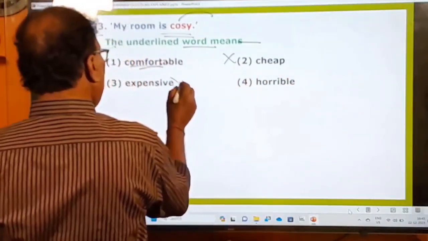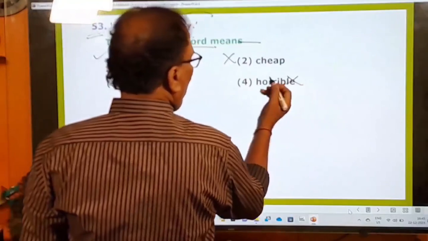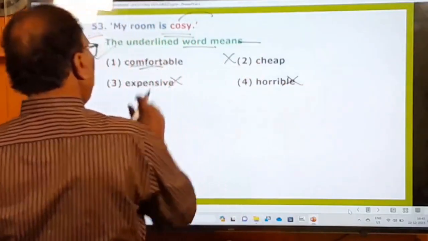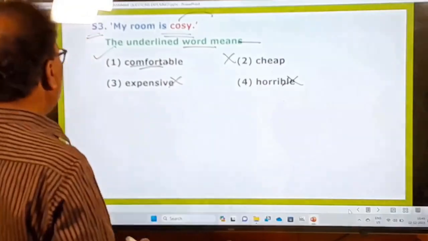Expensive means costly. This is not that meaning. Horrible means terrible. This is not that. So the second one, the fourth one, the third one, these are not correct. Only the first one is the right one. Right. And now let's move on to the next one.